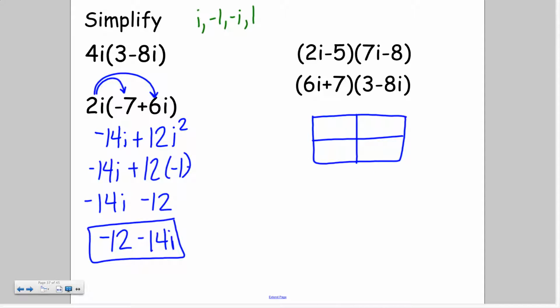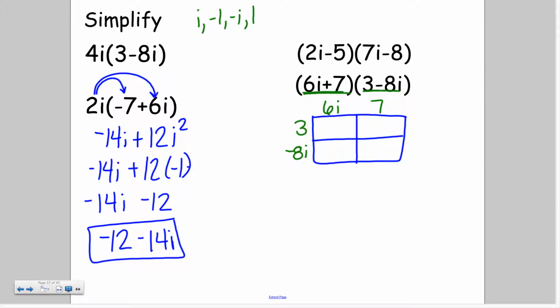Then we're good. All right, so with the box method, I'm going to take this term and put it on top or to the side. I'm not going to separate those two terms. I'm going to keep them together, so they go together either on the top or on the side. So I'm going to put them on the top, so 6i and 7. Then I'm going to take 3 and negative 8 and put them in the place that I did not use the first one. Now all I'm going to do is multiply.